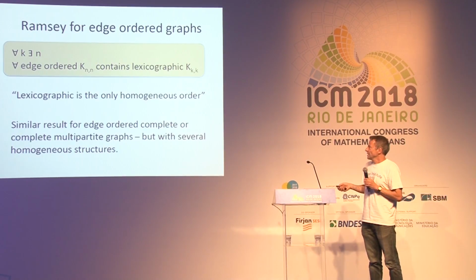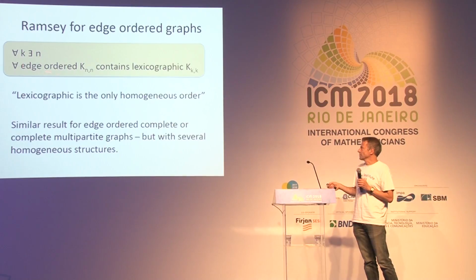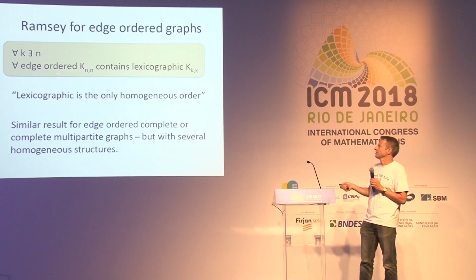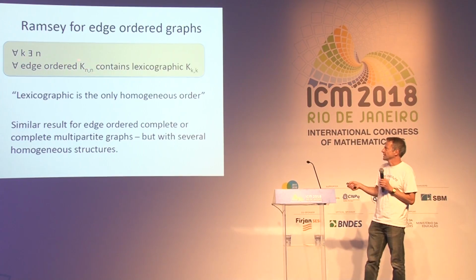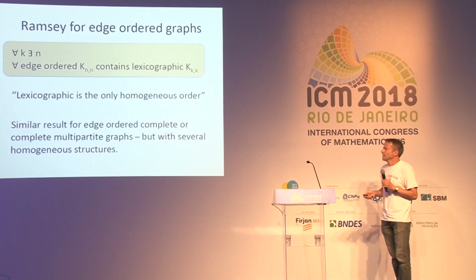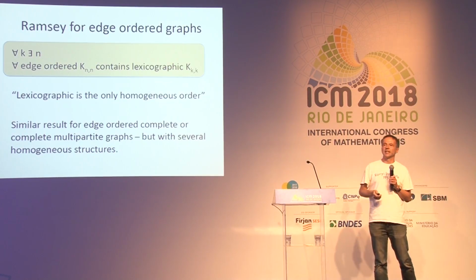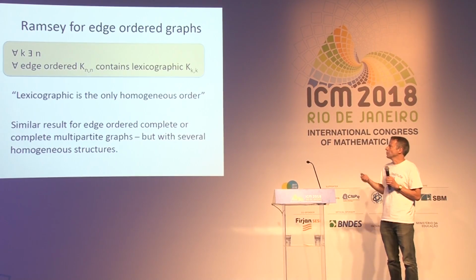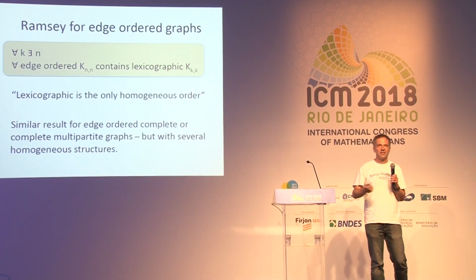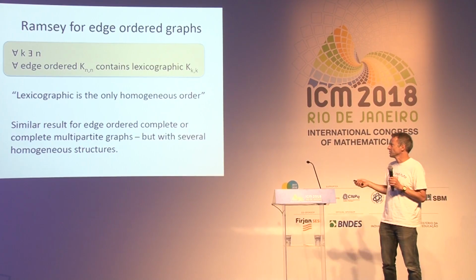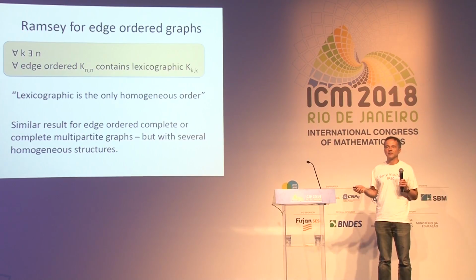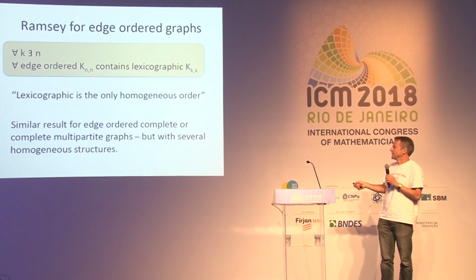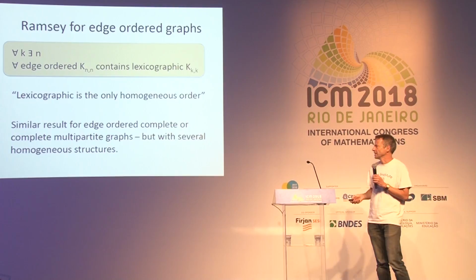These are not very surprising results: for every k there is an n, such that every edge-ordered complete bipartite graph with n vertices on both sides contains a lexicographic version of K_{k,k}. And this really tells you that there is only one homogeneous order of the complete bipartite graph, and that's the lexicographic order. There is no other homogeneous order, and then you apply Ramsey's theory, and it says that you will find a homogeneous subset, and the homogeneous subset must be therefore this, because this is the only homogeneous order.